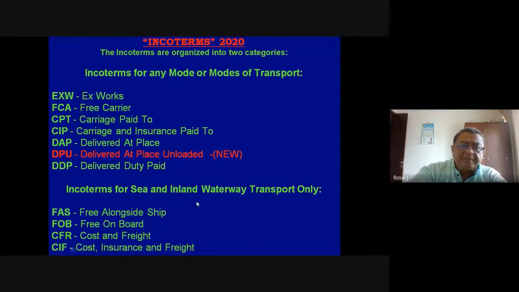But these are specifically only for sea, and sometimes inland waterway, where goods are brought from inland water into the sea and onto the ship. You can't use these for land. These Incoterms are only for sea and inland waterway. You may think it's only for sea, right? Now I'll finish all this. I'll explain all these items to you. That's my target.